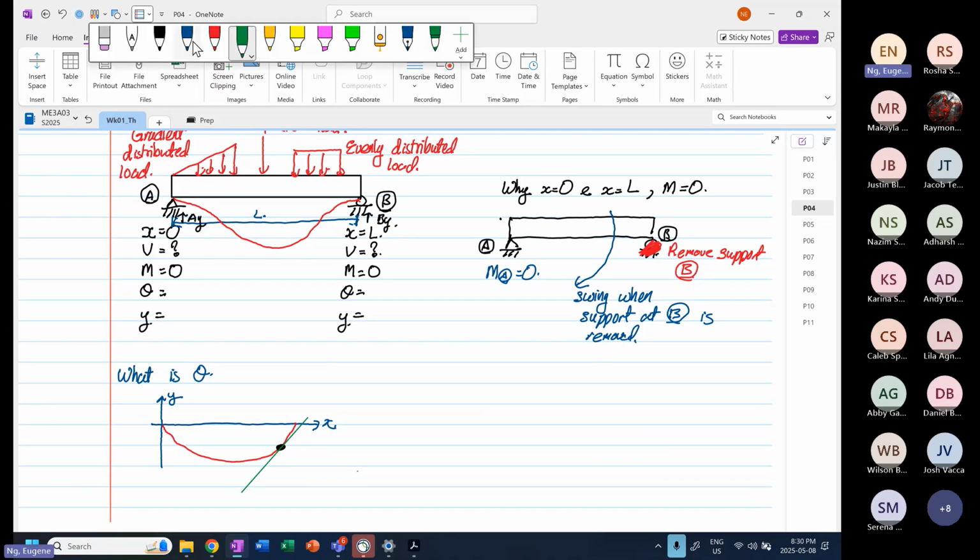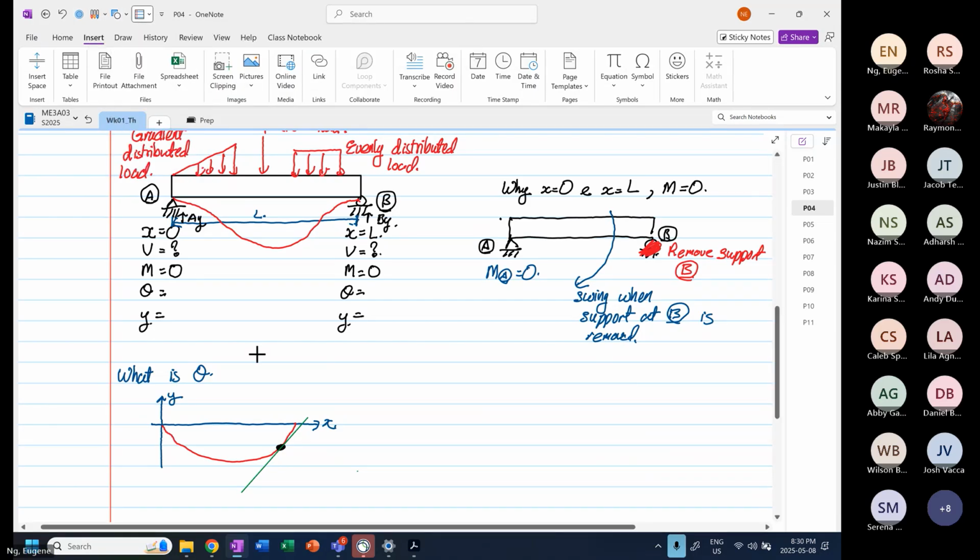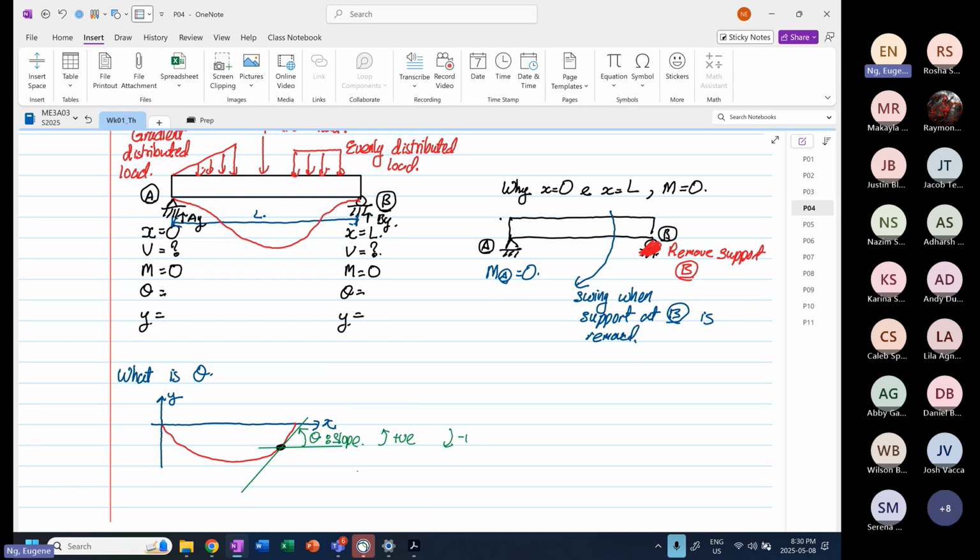And then if I were to sketch a horizontal line, from the horizontal to here, this is our theta. And the slope when it's anti-clockwise is positive. When it's going clockwise, the slope is negative. Okay, so for this case, we have it as anti-clockwise.